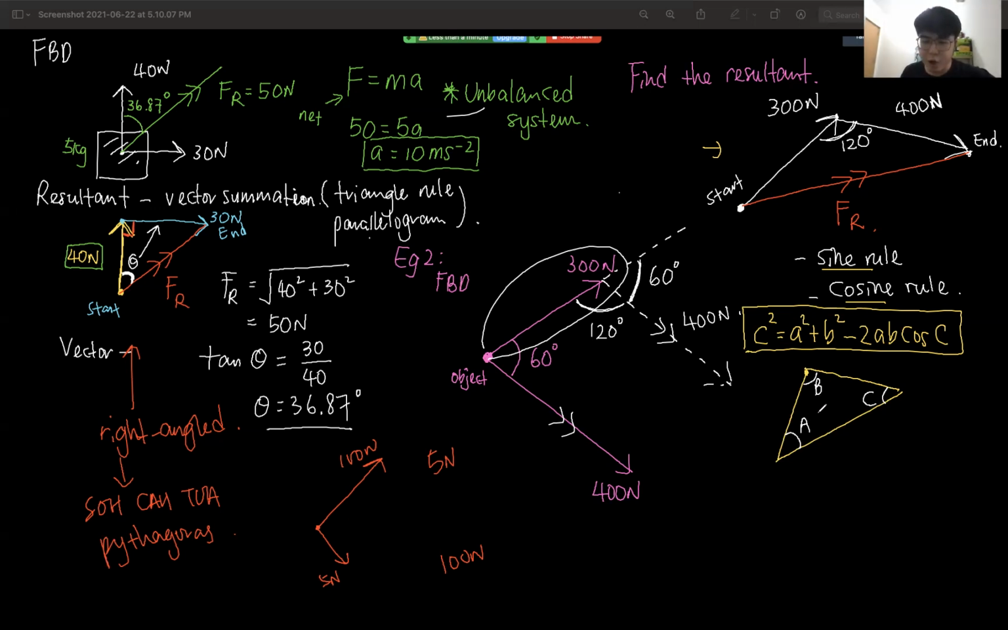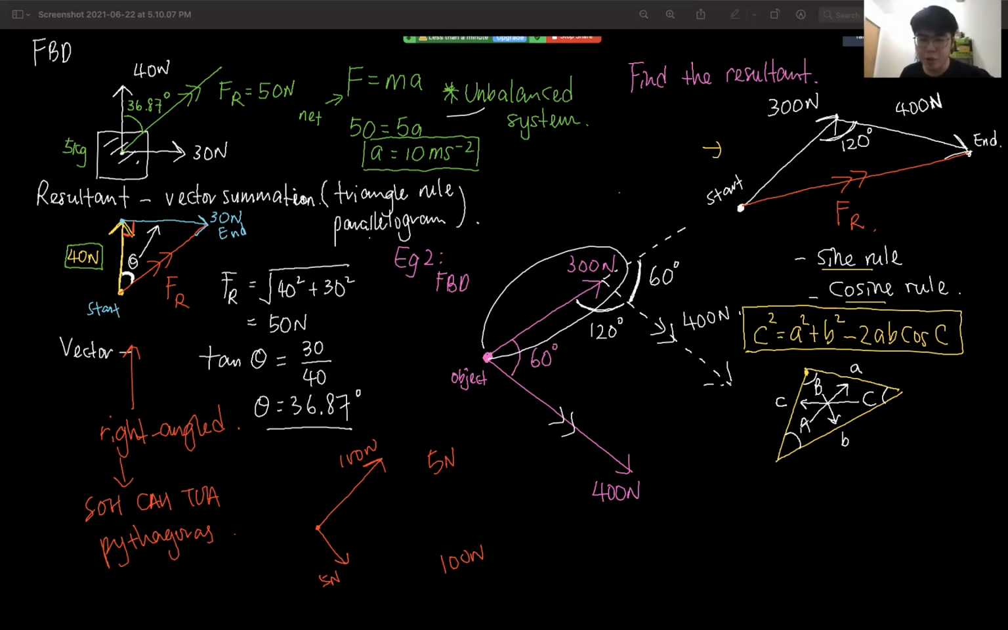The side that is opposite to that angle, let's say this one, opposite to this, I will name it small a, corresponding to the angle name. So if this is A, the opposite is small letter a. This is C, opposite is small letter c. If this is B, opposite is small letter b.